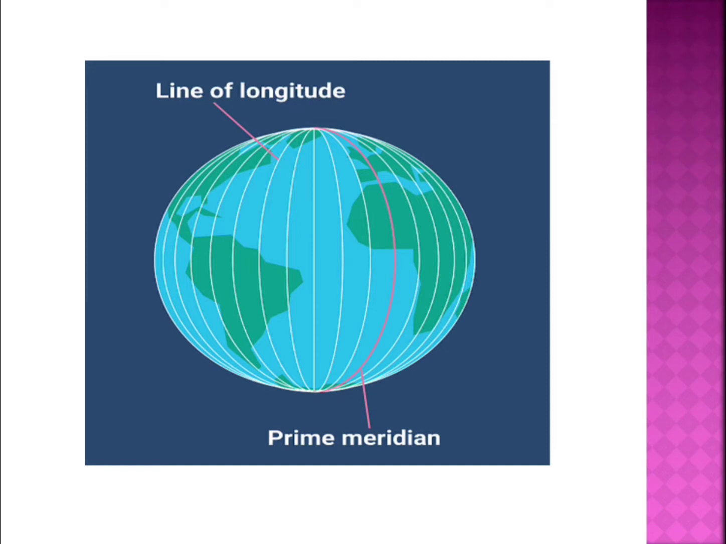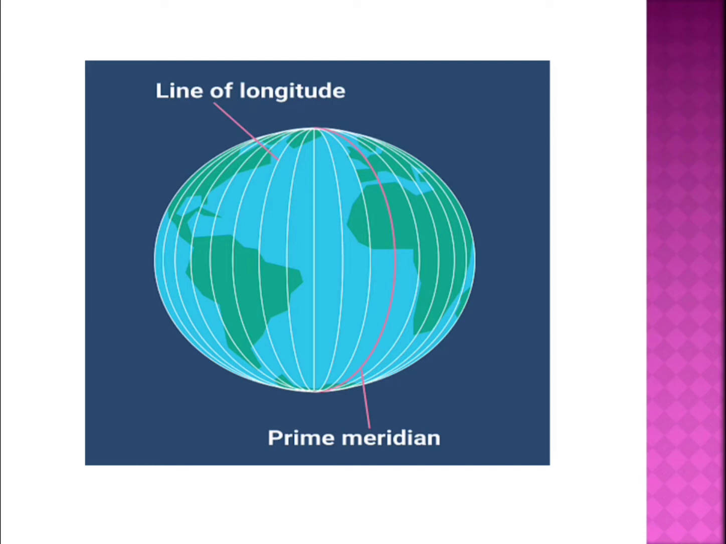And there are about 360 longitudes, as we have latitudes. Latitudes are 180, isn't it, children? 0 to 90 in the north and 0 to 90 in the south, that is 180. But here longitudes are 360. That means 0 to 180 in the east and 0 to 180 in the west.